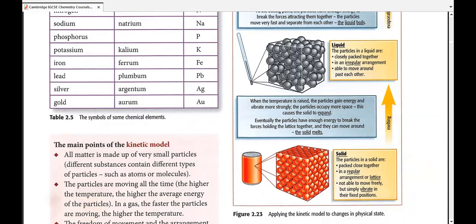Okay, so don't worry, the exact diagram, how the particles are related, how they are arranged, whether they're regular or not, whether they're able to move or not, what kind of motion they show. Almost everything that was given on that slide is present in this table.